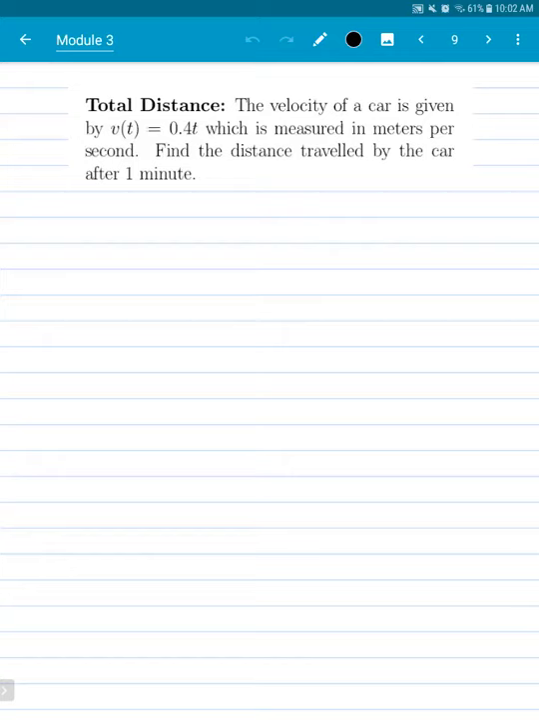So its speed is varying. In fact, it's increasing. So we want to know how far the car has traveled after 60 seconds. We know that the distance is the antiderivative of velocity, as velocity is the derivative of the distance with respect to time. So that means we just integrate velocity and we get distance. So we will get the distance traveled after 1 minute, and that will be the time period from time equals 0 to time equals 60, since it is in seconds.